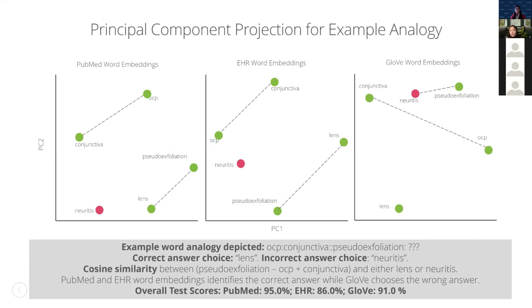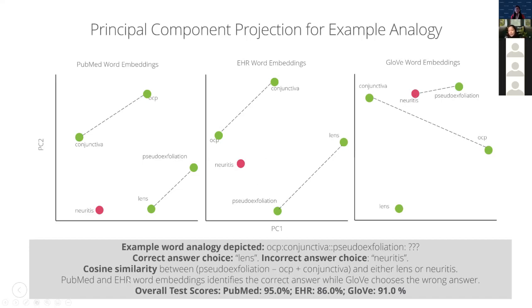Here's one example of an analogy visualized in embedding space. We have OCP, which is a conjunctival disease, and its location, the conjunctiva, as well as pseudoexfoliation, a lens disease, related to the lens. And the red herring, random wrong word, is neuritis. You can see in our ophthalmology embeddings, these check out as far as direction. And for general embeddings, it gets it wrong, and neuritis is not picked as the wrong answer.